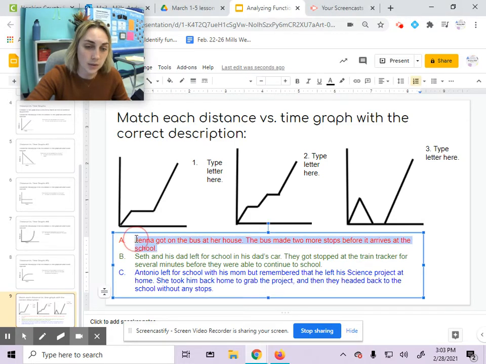So let's look at this first one. This first one says, Jenna got on the bus at her house. The bus made 2 more stops before it arrives at the school. So what I want you to do is, I want you to pause the video now and think about which one of these graphs would go along with description A.